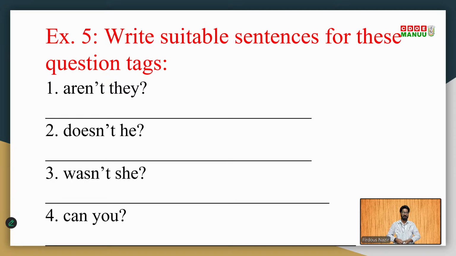Yes. Wasn't she? Again, instead of he, we have to use she. She loved cricket. She loved, because this is wasn't, so we have to make the statement in the past tense. She was going to the market, wasn't she? She was eating breakfast, wasn't she? She was watching TV, wasn't she?